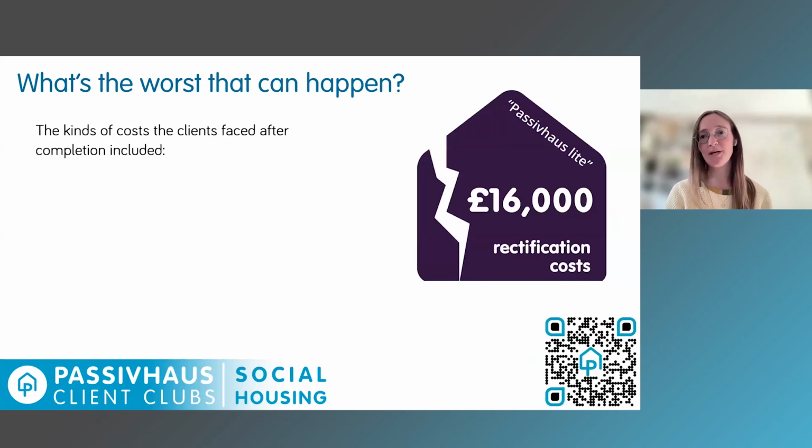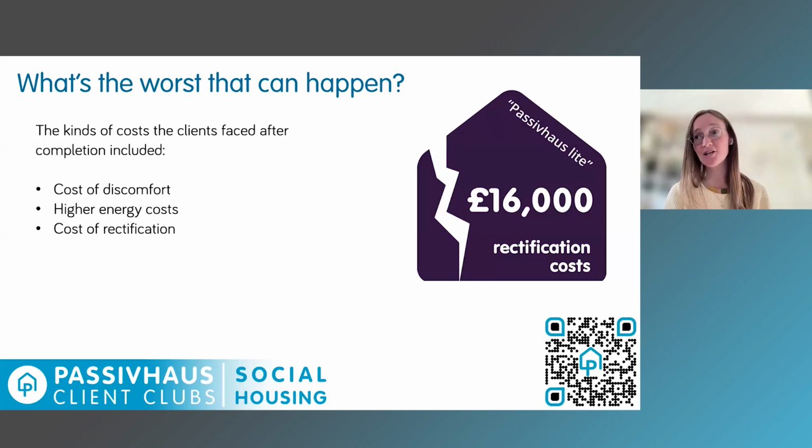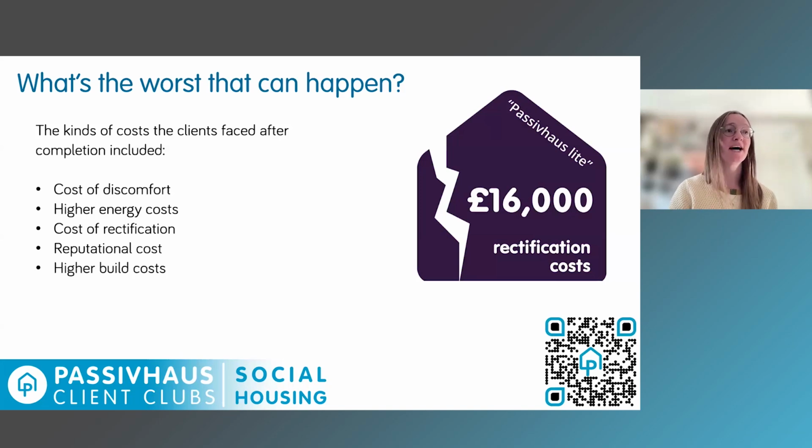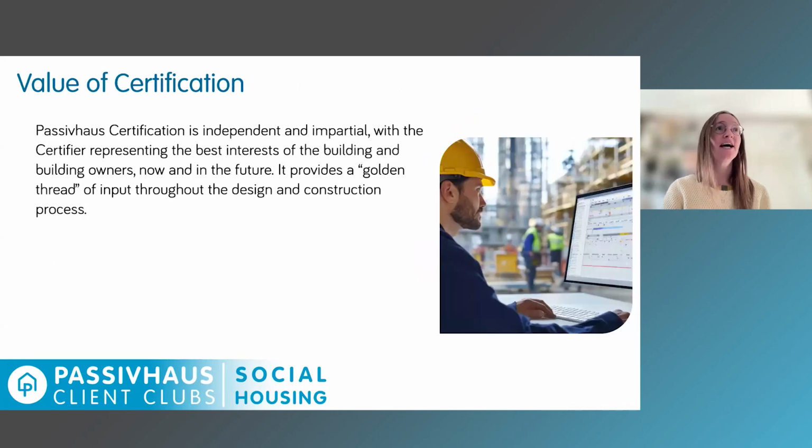And the worst that can happen, we've got a paper called Misunderstanding Passive House Principles. Again, there's a link up on the slide there. So the kinds of costs clients have faced after completion for these Passive House Light projects, ones that aren't actually Passive House projects: cost of discomfort to occupants, higher energy costs than predicted, and there's a cost of rectification up on the screen there. That was £16,000 per unit, so per home, to rectify those buildings to get back to the Passive House standard. Reputational cost, higher build costs, a lack of accountability, which is a real issue on these projects.